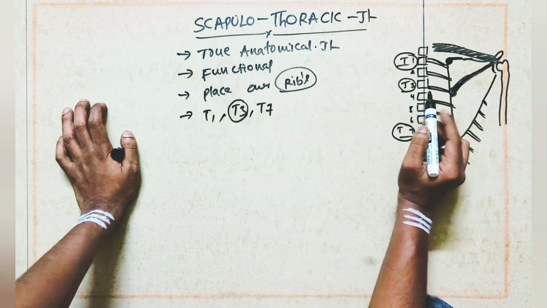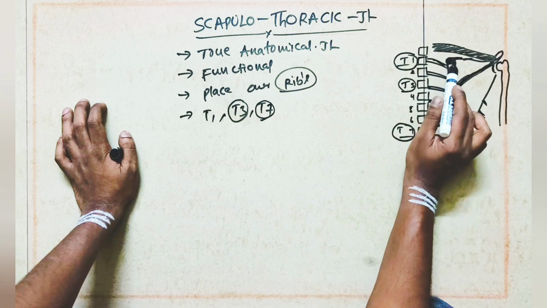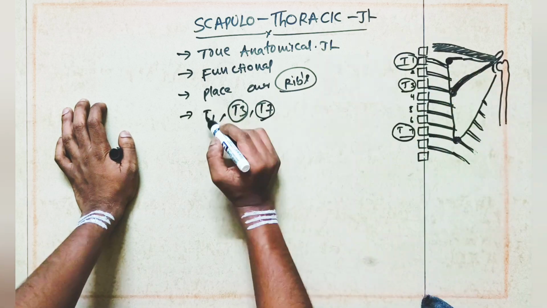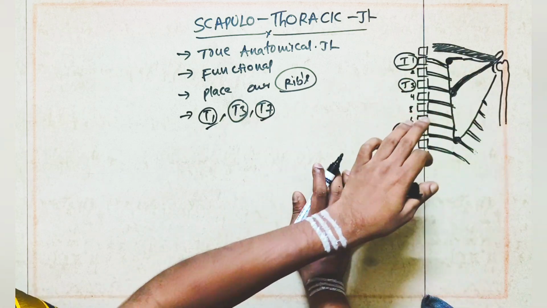So the spine of the scapula will be at the T3 thoracic vertebra. The inferior angle will be over the T7 thoracic vertebra. The superior border or superior angle will be over the T1 thoracic vertebra. So this is the position of the scapula over the thorax.